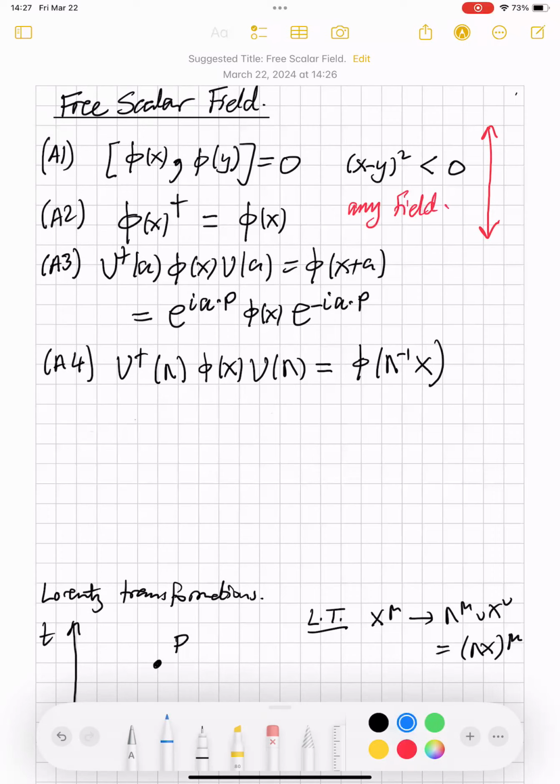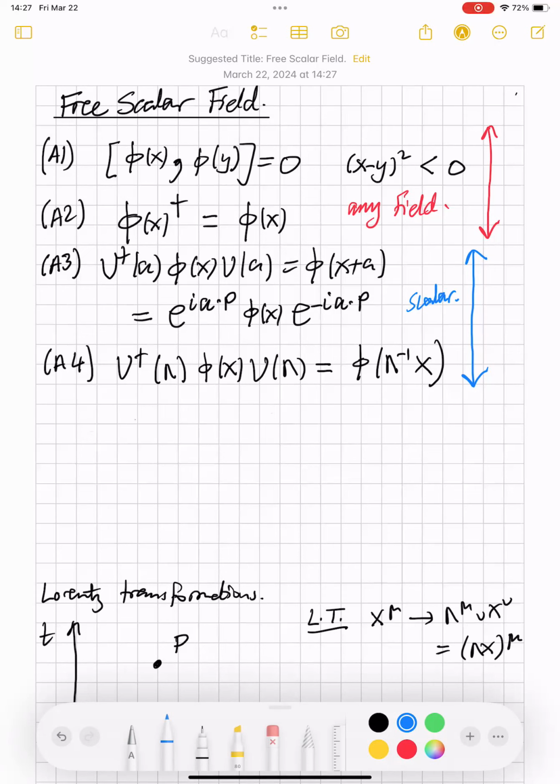Next, these two axioms over here, which tell us how the field behaves under translations, that's axiom 3, and under Lorentz transformations, that's axiom 4, this must be true for a scalar field. So the one thing that we haven't put into our analysis yet is how do we put in the fact that the field is free? We expect that to simplify our description. So let's turn to that now.